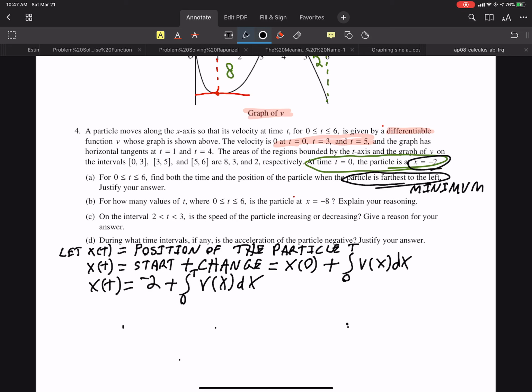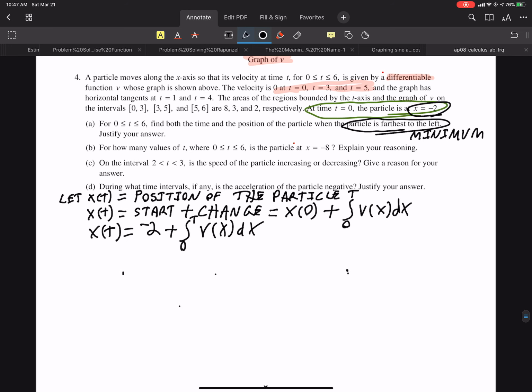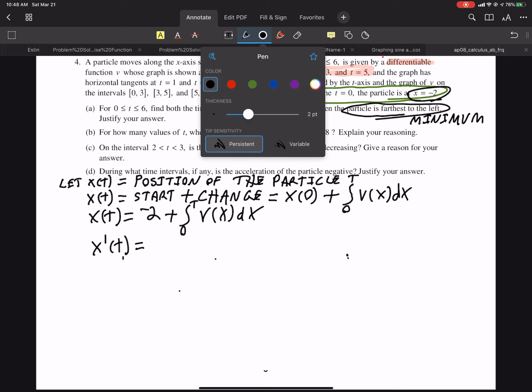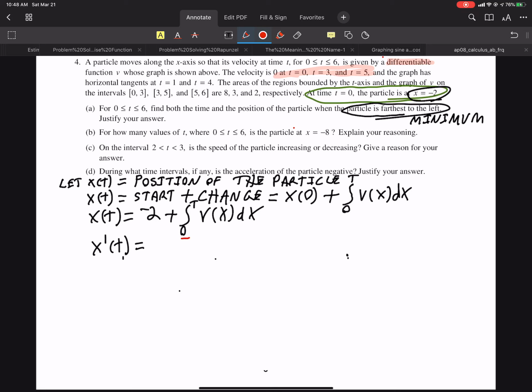All right, so the question I ask you all the time, where do minimums and maximums occur? And you should know at critical points or endpoints. We know this function is continuous because it's differentiable. So it has to have a maximum, has to have a minimum, and it'll occur at critical points or endpoints. So let's take the derivative to find the critical points. The derivative of -2 is 0. And then we're taking a derivative of an integral from a constant to t. It's the derivative with respect to time. So the fundamental theorem says all we do is plug in t.